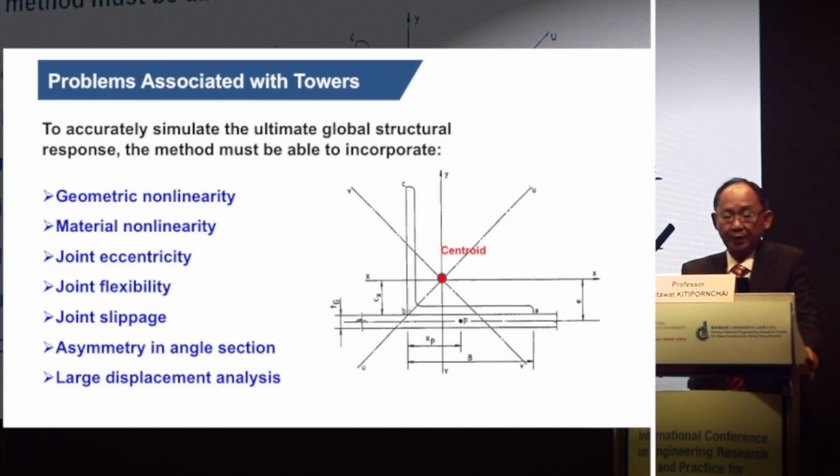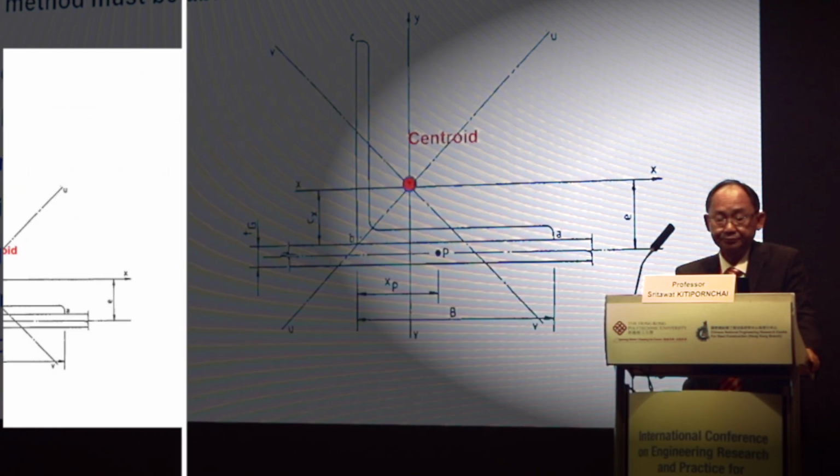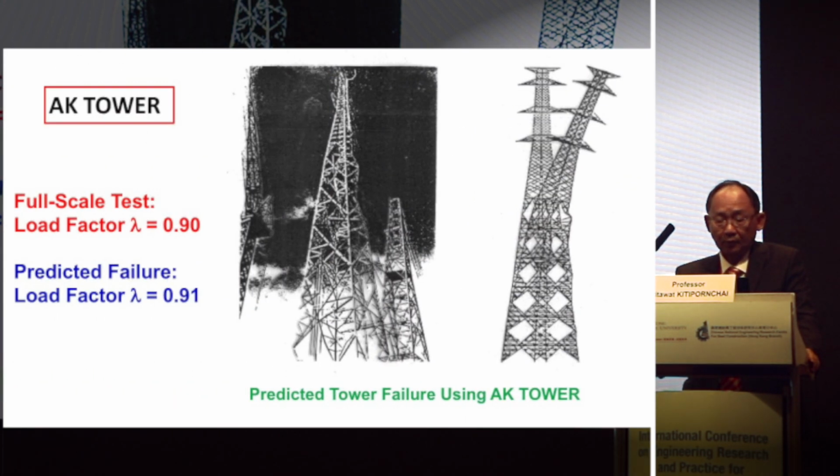Basically, we have to incorporate geometric nonlinearity, material nonlinearity, joint flexibility, joint eccentricity, joint slippage, asymmetry in the angle section, and large displacement. I would challenge any of you, if you are aware of any other software or methods that can do this.